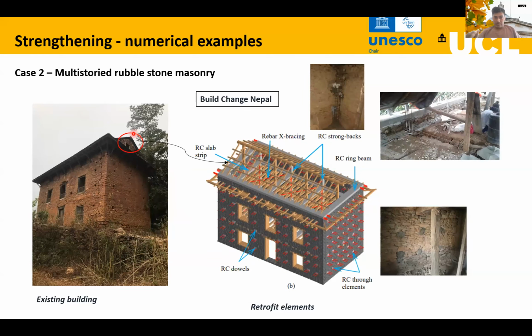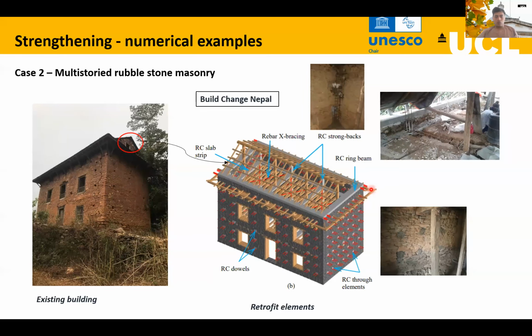About the retrofit elements here, the design includes the RC elements to improve the wall level integrity. As you can see here, the design includes vertical strong backs, reinforced concrete columns, at each corner and at certain intervals, okay? And there are RC ring beams installed, and there are RC slab strips installed and connected to these ring beams as well as to these vertical columns.